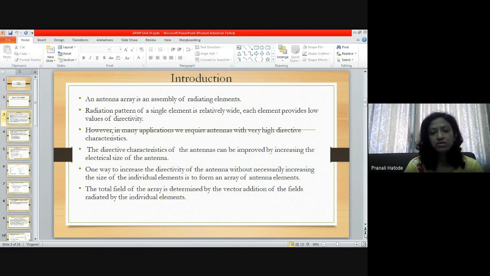Instead of increasing its size, just increase the number of elements and place them in proper order. If it is a linear array, then in the form of a line. If it is a planar array, a two-dimensional array, then along the two axes, and so forth. Any arrangement, there are n number of arrangements which we will be looking at further. Now, the total electric field of the array is determined by the vector addition of the fields radiated by the individual elements.